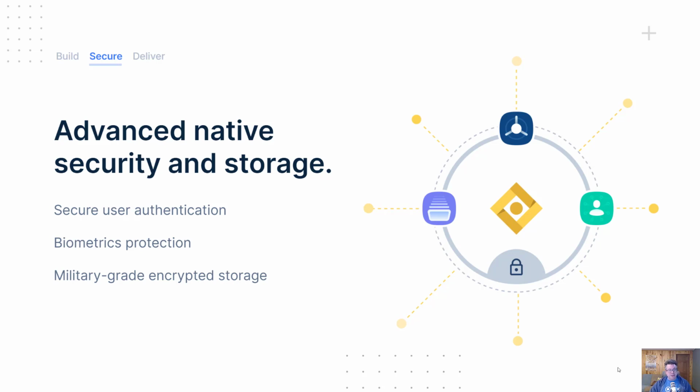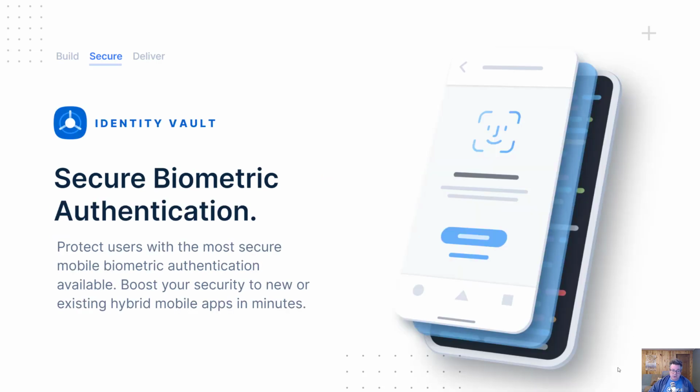All right, next we'll take a look at this from a build, secure, and then deliver mobile app standpoint. The Ionic team has advanced security and storage options for commercial and enterprise businesses that are really looking to make sure that their apps stay secure. So we've got secure user authentication. I mentioned single sign-on as part of that. Biometrics like your Face ID and fingerprint scanning, and then military-grade AES 256 encrypted storage as well. I'm going to show that off in a demo in a second.